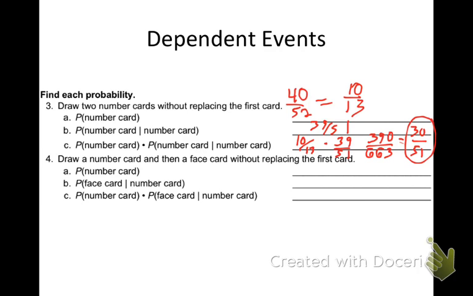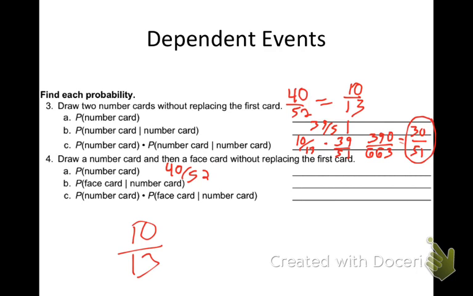Again, the key there is that the second one is affected. It's dependent. Let's try number 4. You draw a number card and then a face card without replacing the first card. So what's the probability of drawing a numbered card from the deck? 40 over 52 or 10 over 13.